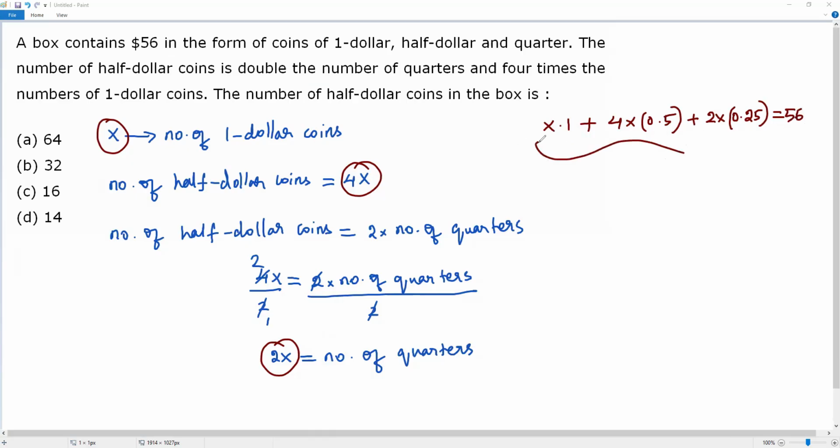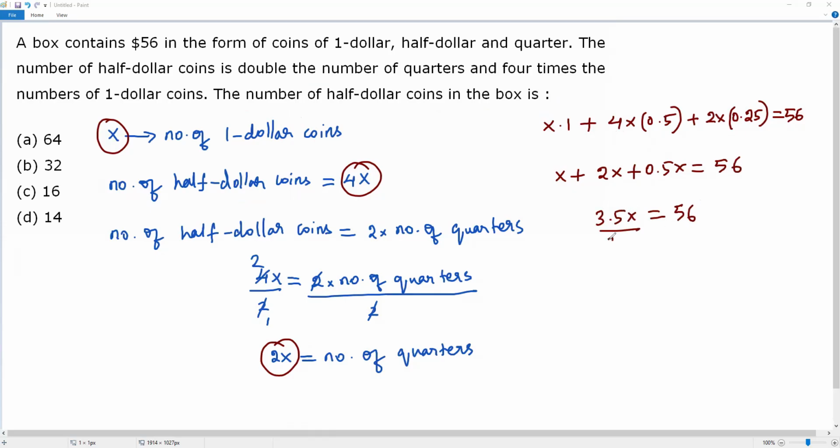Now we have to solve for X in this equation. Once I get the value of X, I can plug it in over here to get the number of half dollar coins, because my aim is to get the number of half dollar coins in the box. Okay, let's solve for X in this equation. X times 1 is X. 4 times 0.5 is 2, then we get 2X. And here 2 times 0.25 is 0.5, and then we have 0.5X equals 56. Okay, when I combine X, 2X and 0.5X, I am getting 3.5X. On the right side, we have 56.